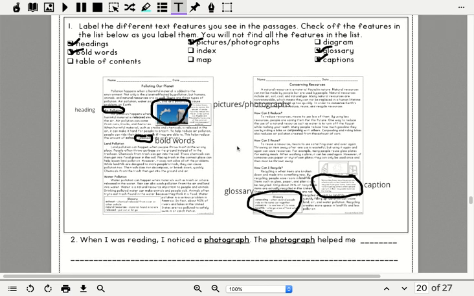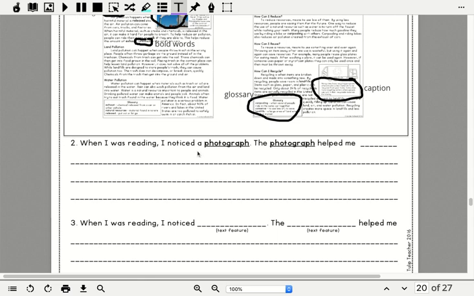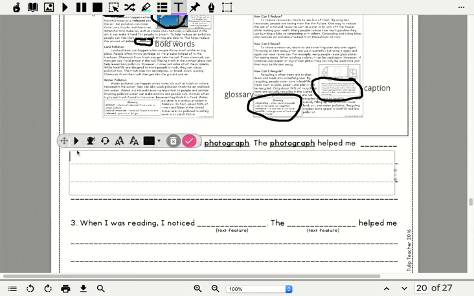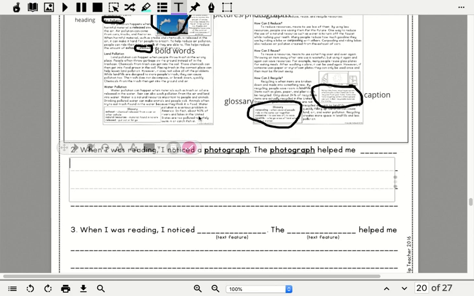Okay, so our next part is to come down here and answer question 2. When I was reading, I noticed a photograph. A photograph helped me. So this can be answered in a lot of different ways. Since we don't have a whole lot of this around here, it helps me picture the factory smoke. Helps me see what factory smoke looks like. Okay, and that's all you have to do is answer that.